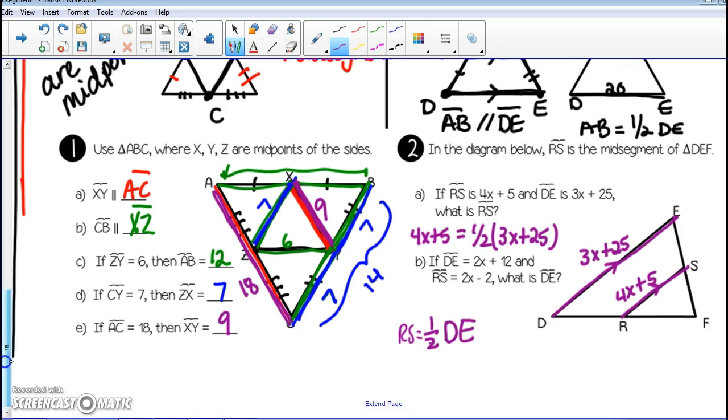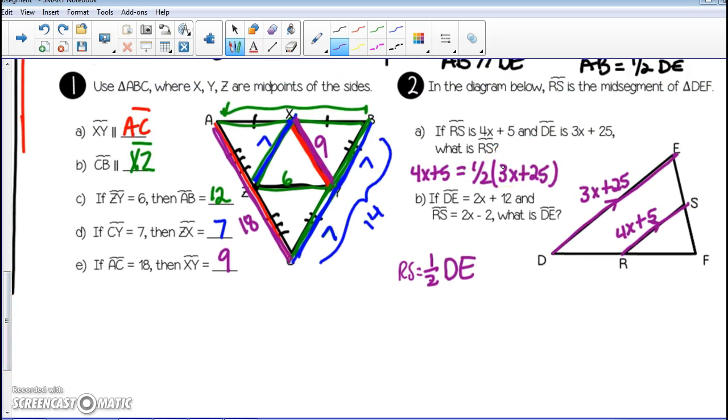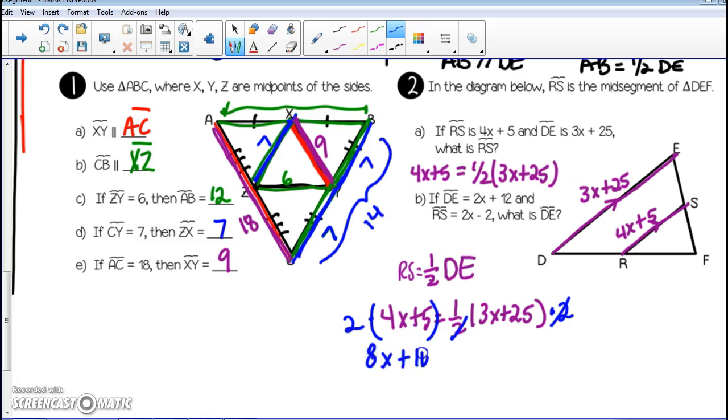Alright, so we're going to go through solving this. So I'm going to put a little extra room down here. You have some room on your paper above. So when you have a problem like this, which I'm just going to repeat down here so we can talk about how to solve it. So when we have a problem like this, the easiest thing to do is to get rid of this 1/2. So if you multiply both sides by 2, you can get rid of the 1/2. Now when you do that, you need to multiply all of this by 2. So this would be 8x plus 10 equals 3x plus 25.